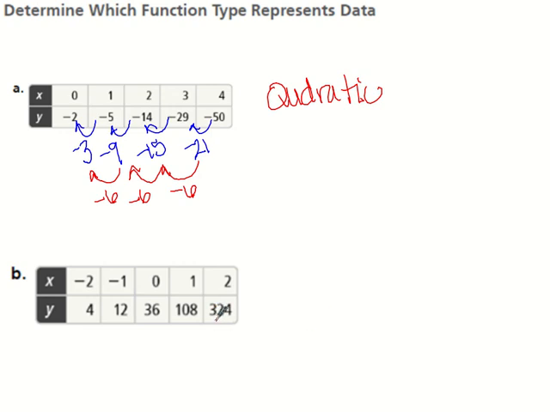Alrighty. So we're going to do the same thing here. Oh, let me color code. I'm going to stick with my first difference as blue. So 324 minus 108, 216. 108 minus 36. Hopefully you did this before I did. 72. 36 minus 12 is 24. And 12 minus 4 is 8.